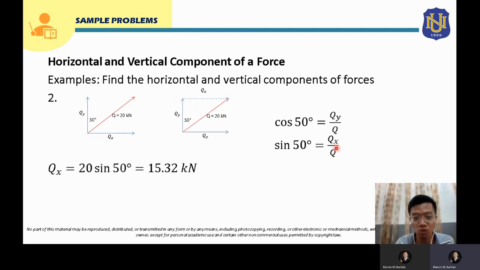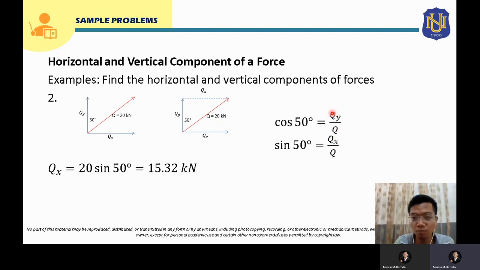Now solving for Qx and Qy. For Qx, we will just cross multiply. This will be Q sine 50 degrees, where Q is 20 kilonewton. So this will be 20 times sine 50. Inputting that in your calculator, that will give you 15.32, and the unit is kilonewton. Don't forget the unit, class. This will be the horizontal component of your force Q.